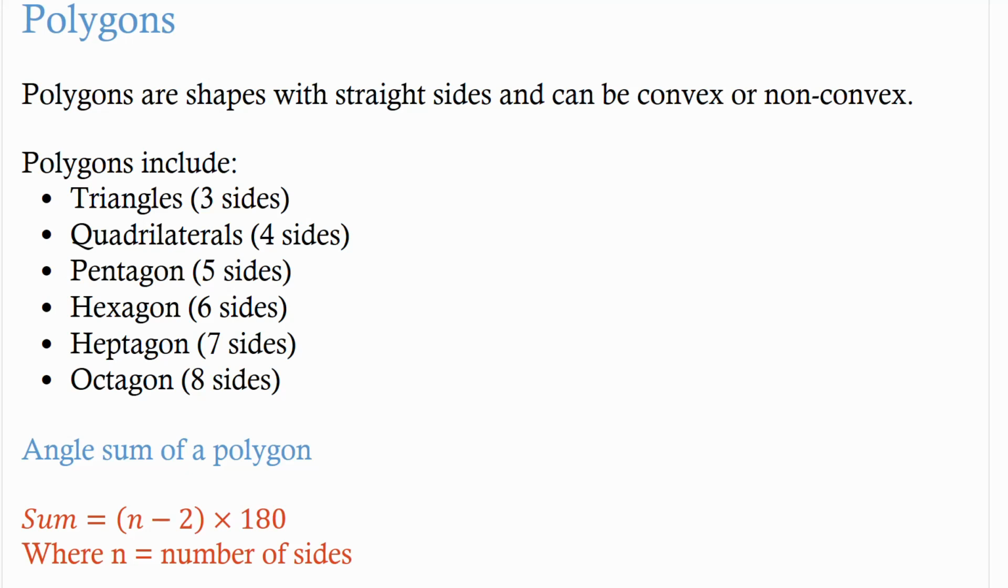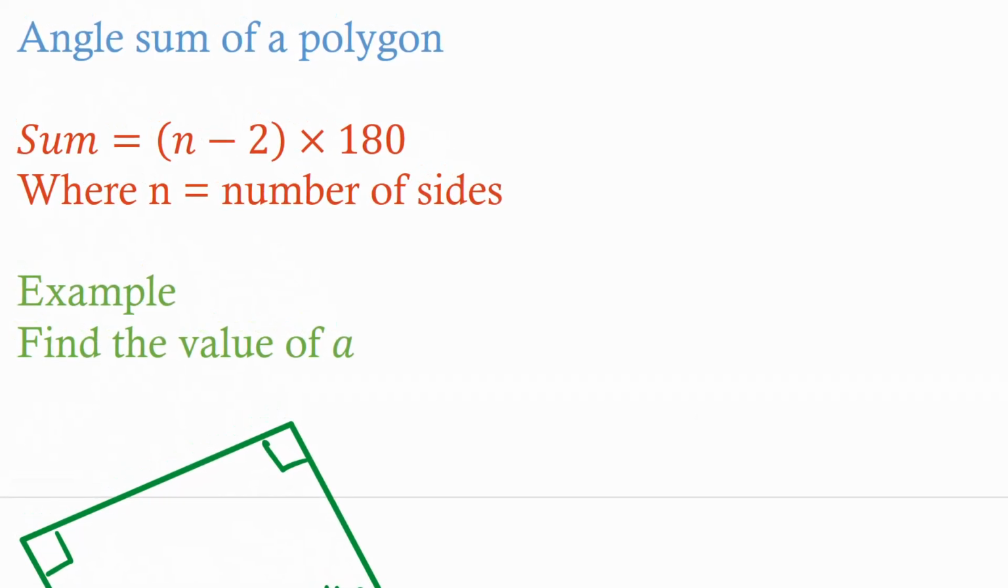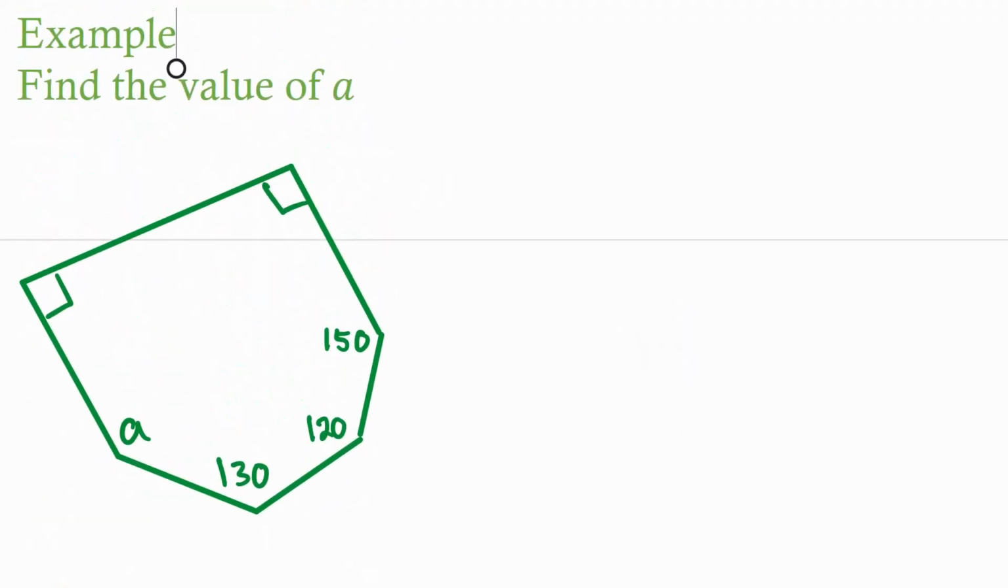All right. But the important thing we're going to be covering in this video is what we call the angle sum of a polygon. Now, it does have a formula, and the sum equals (n − 2) times 180. So, n is the number of sides, so this can work for a range of different polygons. And I'm going to show you how we do this with an example.